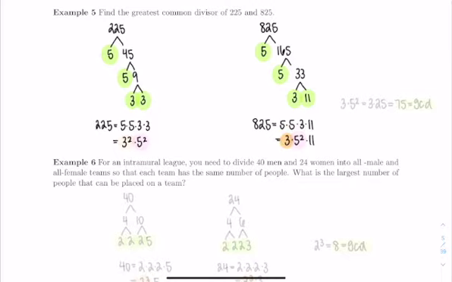They have a 3 in common, and they have a 5 in common. And then we take the lowest power. So out of the 3's, we're going to take 3 to the first. And out of the 5's, they have the same power, so it doesn't really matter. So we get 3 times 25, which is 75. And that's your greatest common divisor.